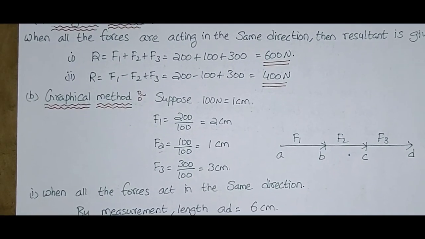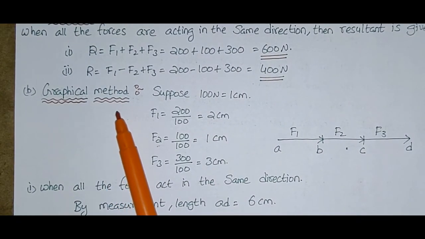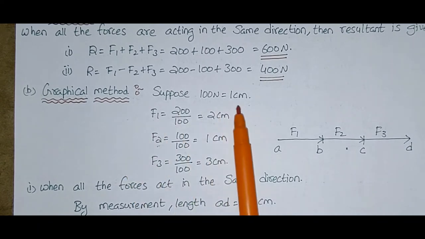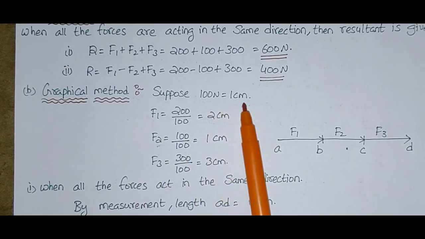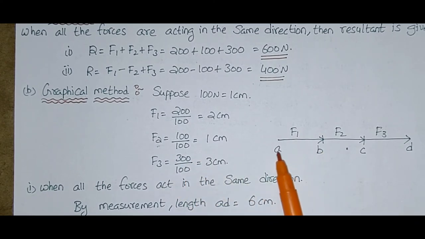Now we will go for the graphical method. In this graphical method, suppose 100 newtons is equal to 1 centimeter. We are taking this 100 newtons as 1 centimeter. So F1, 200 by 100 is 2 centimeters. F2 is 100 by 100, 1 centimeter. F3 is 300 by 100, 3 centimeters. So in this diagram, AB represents F1, BC represents F2, and CD represents F3.